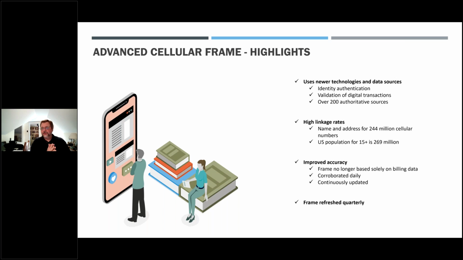We're leveraging technologies that we have access to that are used in identity authentication, to prove to someone that you are really who you are, especially in the digital online world. Coupled with that is the validation of digital transactions. A lot of people, especially this time of year, are doing online shopping. So a lot of validation takes place between cell phone numbers, which is one of the pieces of information that a lot of e-commerce people want collected along with your email, and obviously names and addresses. All that information is validated, and that's one of the sources that we tap into to improve the linkage rates between cell phone names and addresses.